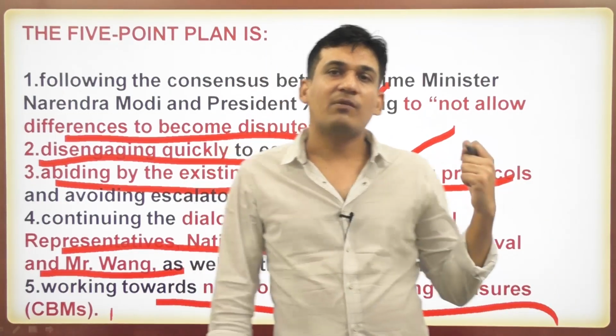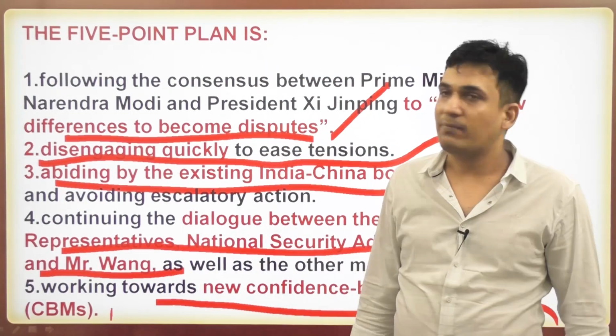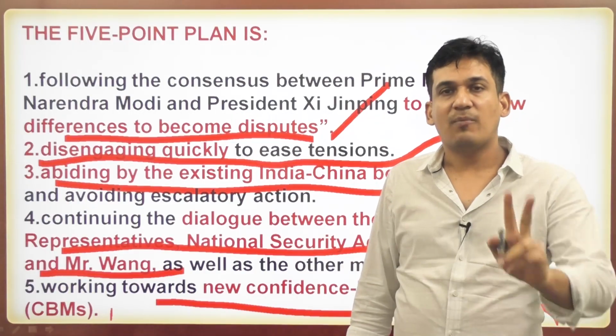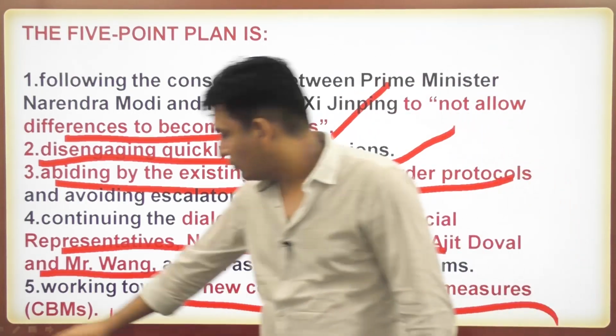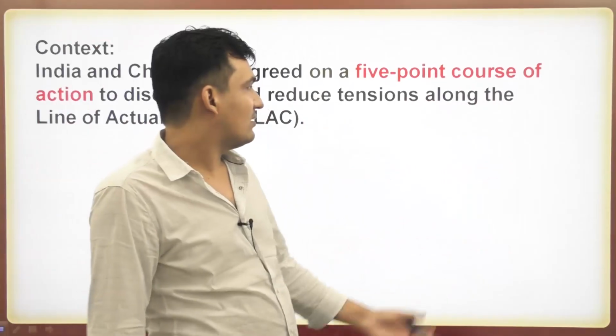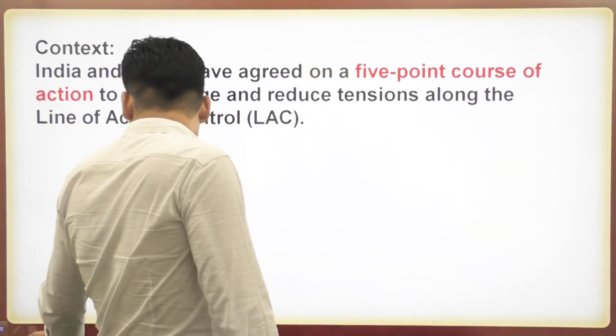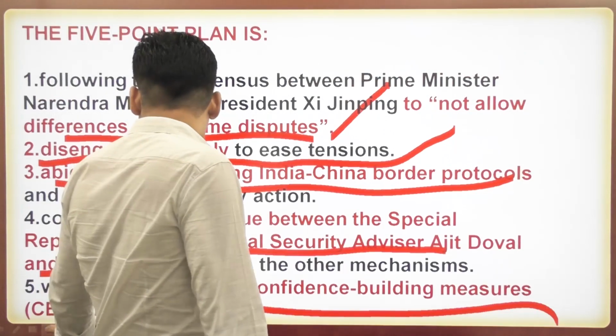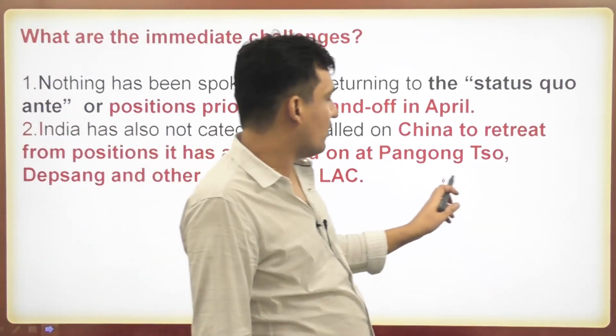But can you see a couple of things are missing here in this 5-point plan between India and China? A couple of things are missing here. What are those? First thing is, like, both the issues are on the same side of the coin.